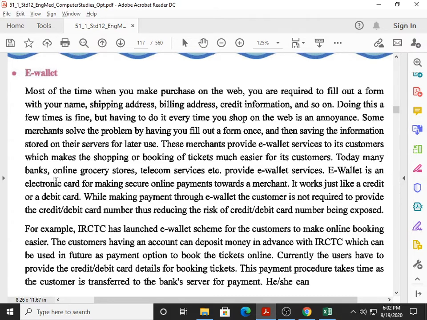An e-wallet is an electronic card for making secure online payment towards a merchant. So you are able to pay through a wallet also. It works just like a credit card or debit card. While making the payment through e-wallet, the customer is not required to provide the debit card or credit card number. This reduces the risk of credit card, debit card numbers being exposed. Now what they say is that in an e-wallet, there is no need to announce your credit card number and debit card number. How does it actually work?